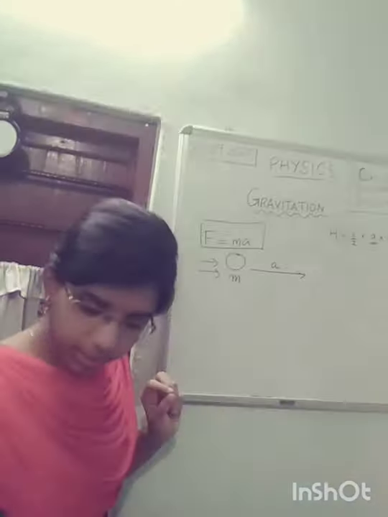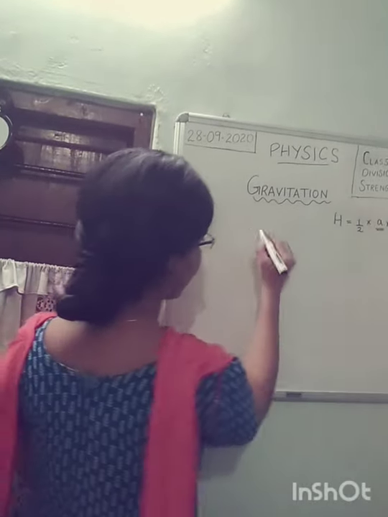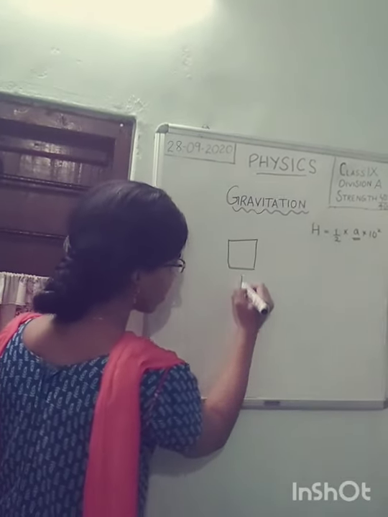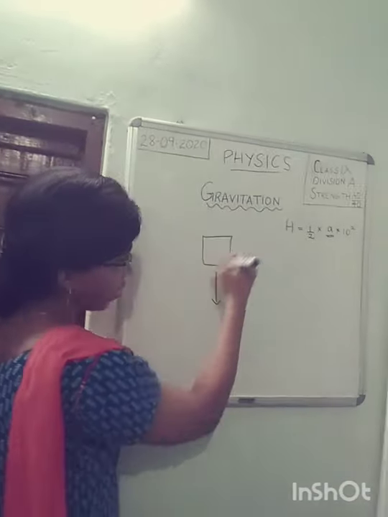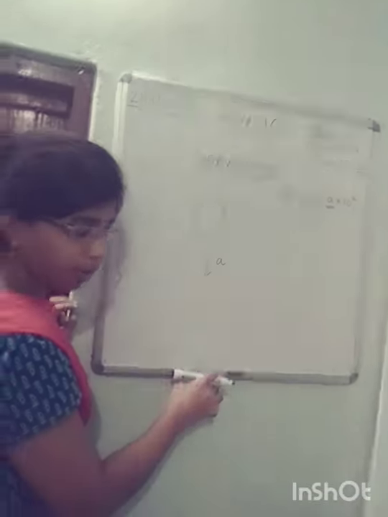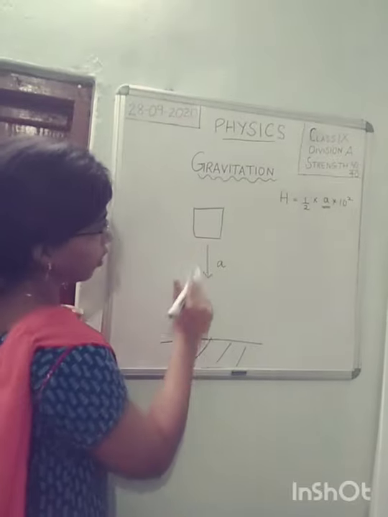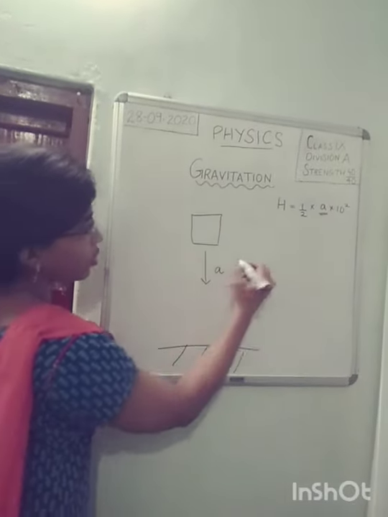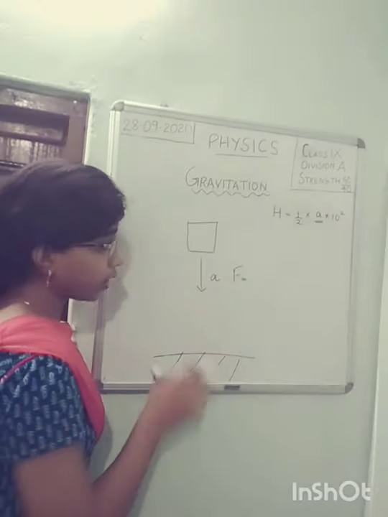In a similar situation, here our box is also accelerating. It is accelerating in the downward direction. And who is pulling the box down? It is our Earth. The Earth is pulling the box down, so the force is acting in the downward direction. So what is this force? This force is due to gravity.